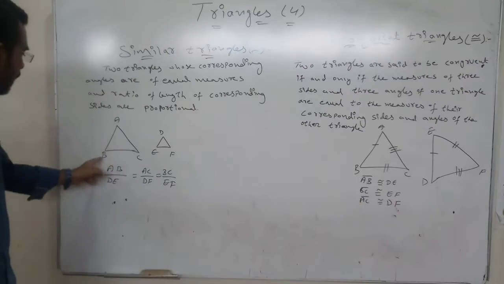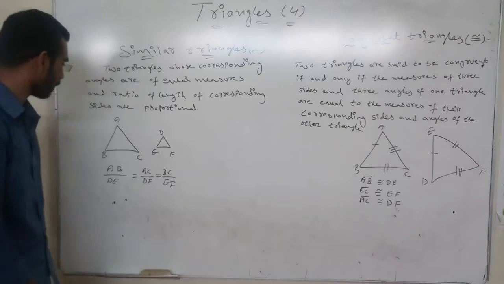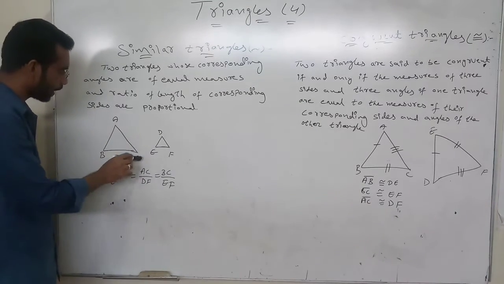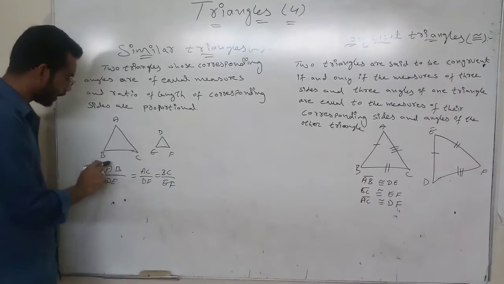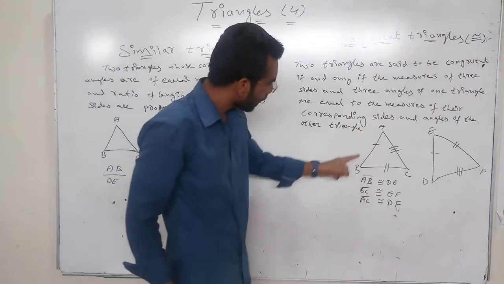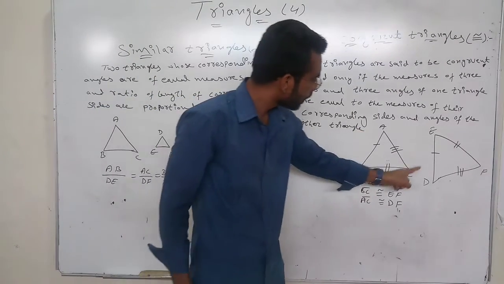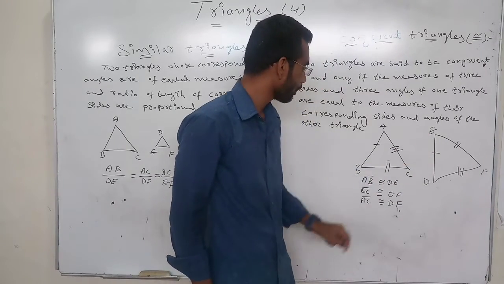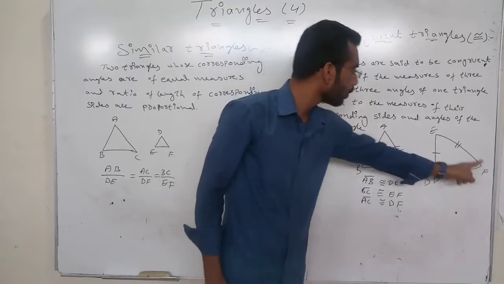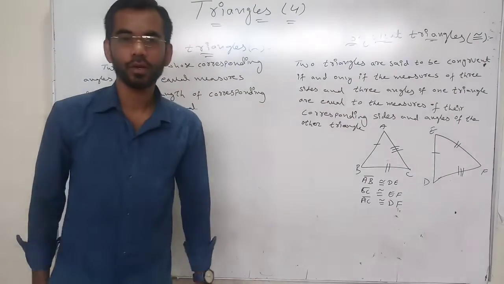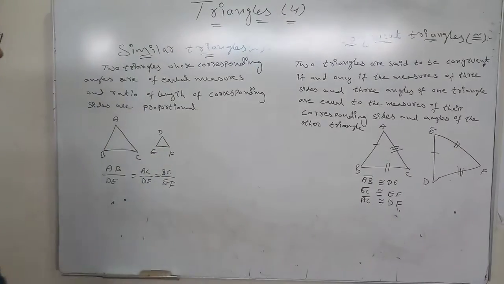See, in this one, triangles ABC and DEF are given. That means AB by DE, AC by DF and BC by EF. Here AB is equal to DE, BC is equal to EF and AC is equal to DF. We will see this in depth.